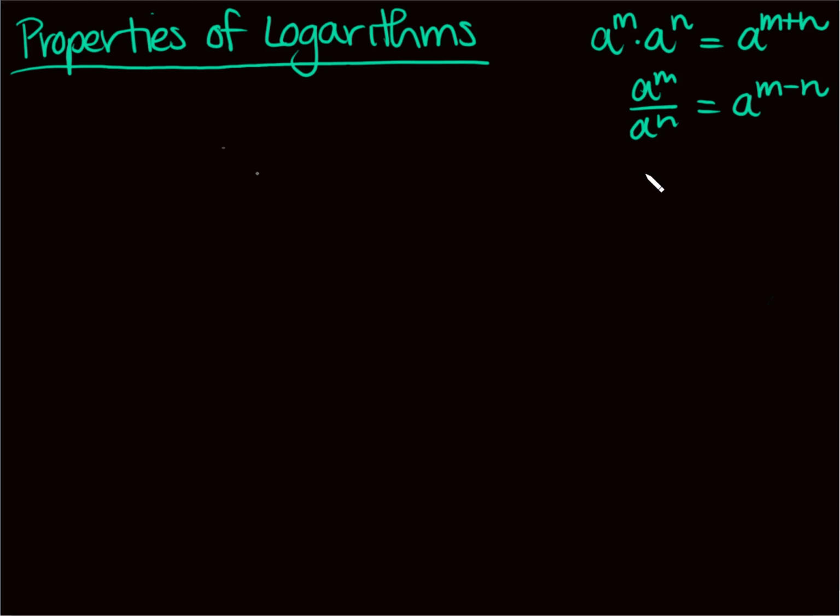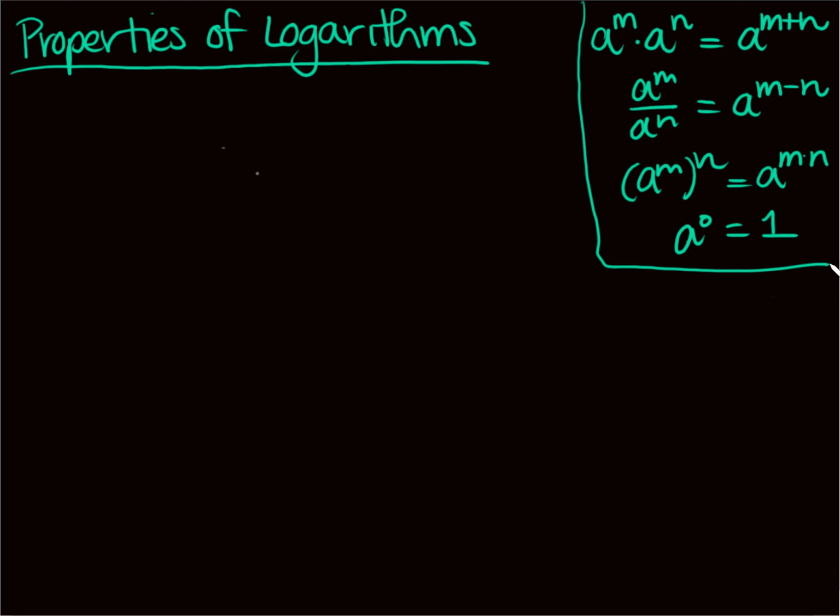What else do we know? We know lots of things. If I take a to the m and I raise it to the n, that's when you multiply your exponents together. We also know a to the 0 is 1. Those are stuff that you've been learning throughout your whole math experience. So now we're going to look at how these properties show us some properties of logarithms. Because again, logarithms are just exponents, right?